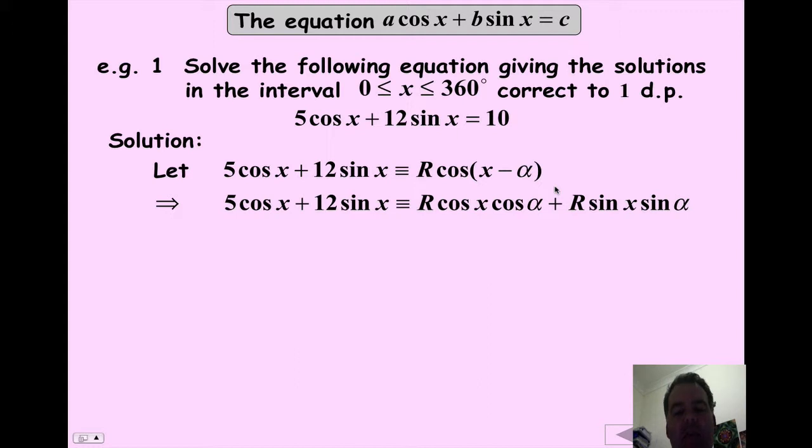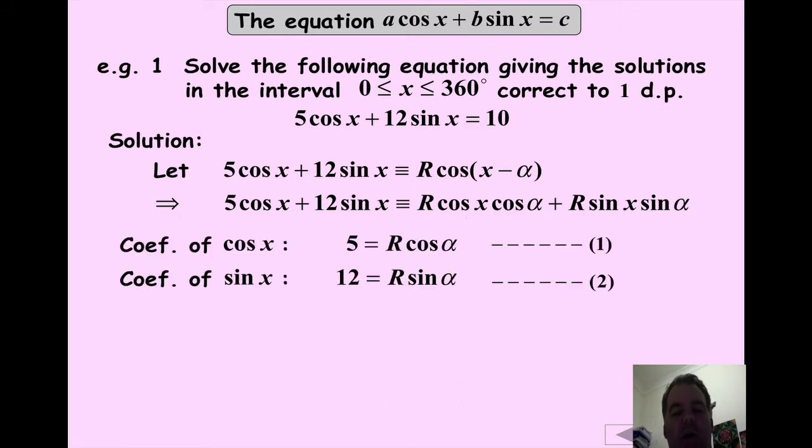So we expand the right hand side, and now we're just going to compare the coefficients. On the left hand side there's a 5 in front of the cos x. On the right hand side there's an r cos alpha in front of the cos x, or associated with the cos x. So we get that equation. Same for the sin x, and we get that equation. Divide the two equations and solve: 67.4 degrees.